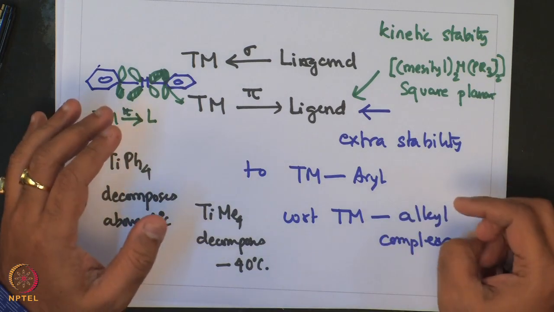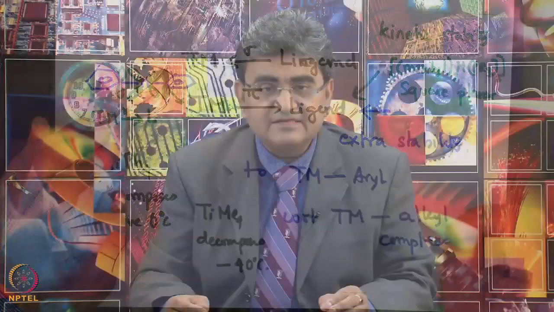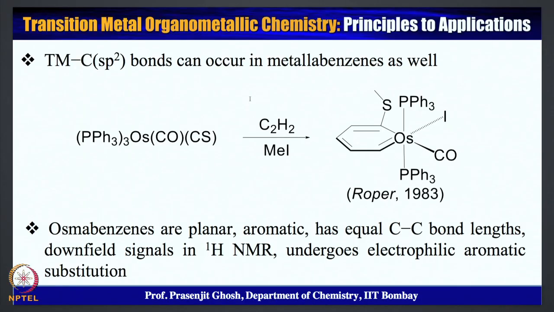So, with that we saw that these transition metal aryl complexes are somewhat more stable than transition metal sigma alkyl complexes. Now, today we are going to see another very interesting application of transition metal aryl complexes with regard to the formation of metallo benzenes. And metallo benzenes are an important class of molecules in which the metal itself is a part of the benzene framework.